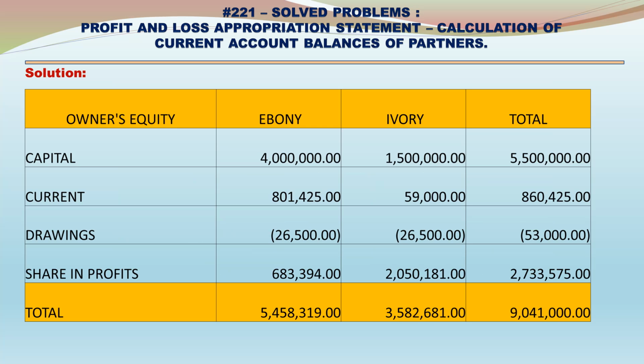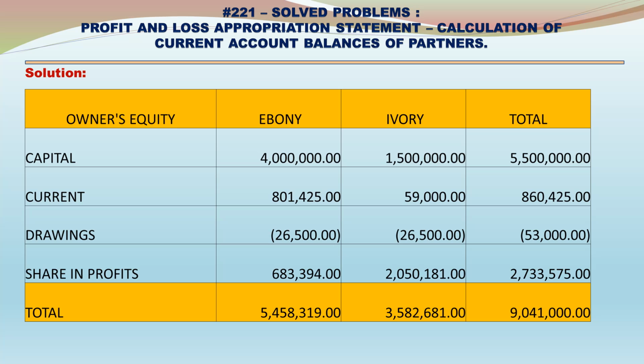Owner's equity, Ebony, Ivory, total. Capital 4 million for Ebony. Current account 801,425 for Ebony. Drawings less 26,500 for Ebony. Share in profit 683,394 for Ebony. Total Ebony equity capital is 5,458,319.